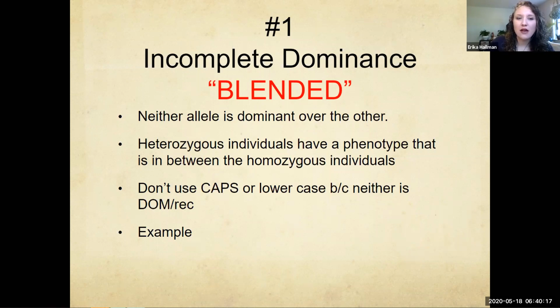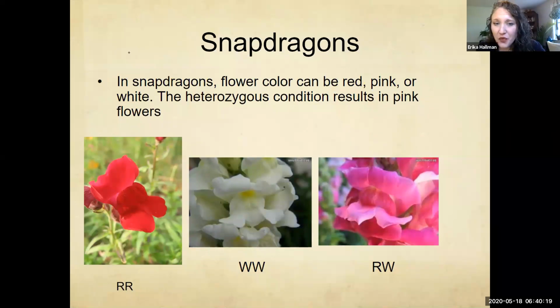So let's go on here and let's get an example. So snapdragons are a type of flower. They're really, really pretty flowers, but they exhibit this type of inheritance called incomplete dominance. Another example of a flower that has incomplete dominance are called Japanese 4 o'clock flowers, and they're very little cute pink and red and white flowers. But essentially in snapdragons, the flower color can either be red, pink, or white. And the heterozygous condition results in a pink flower.